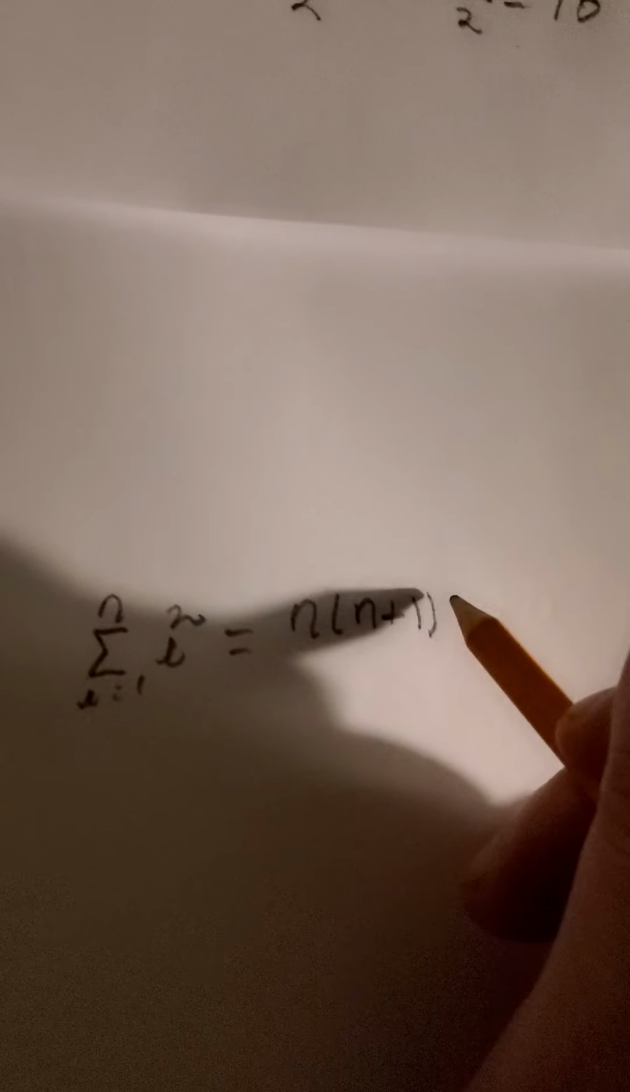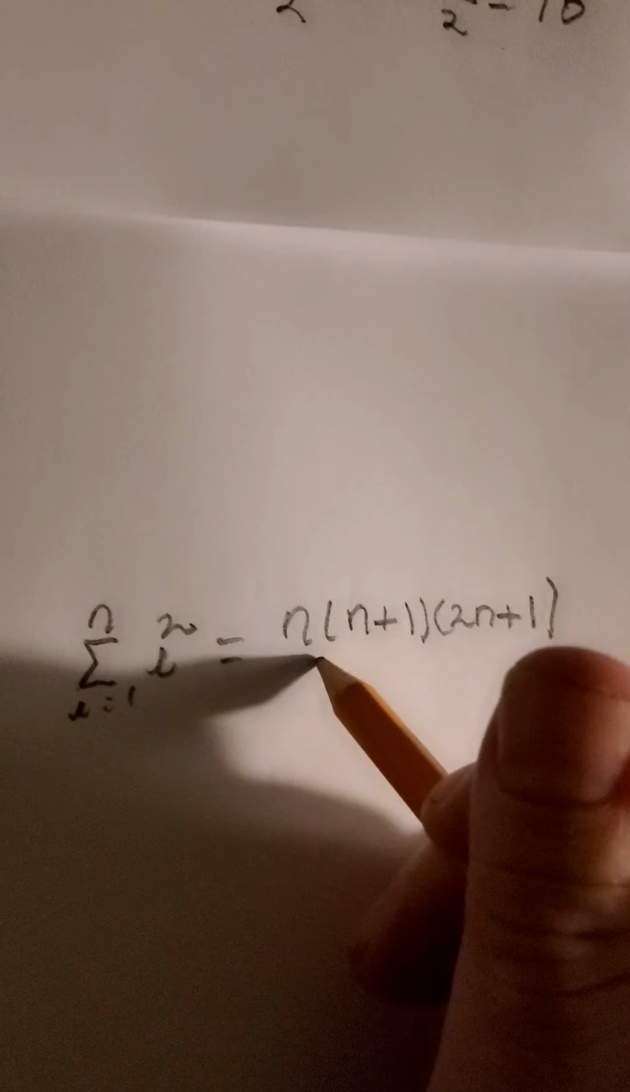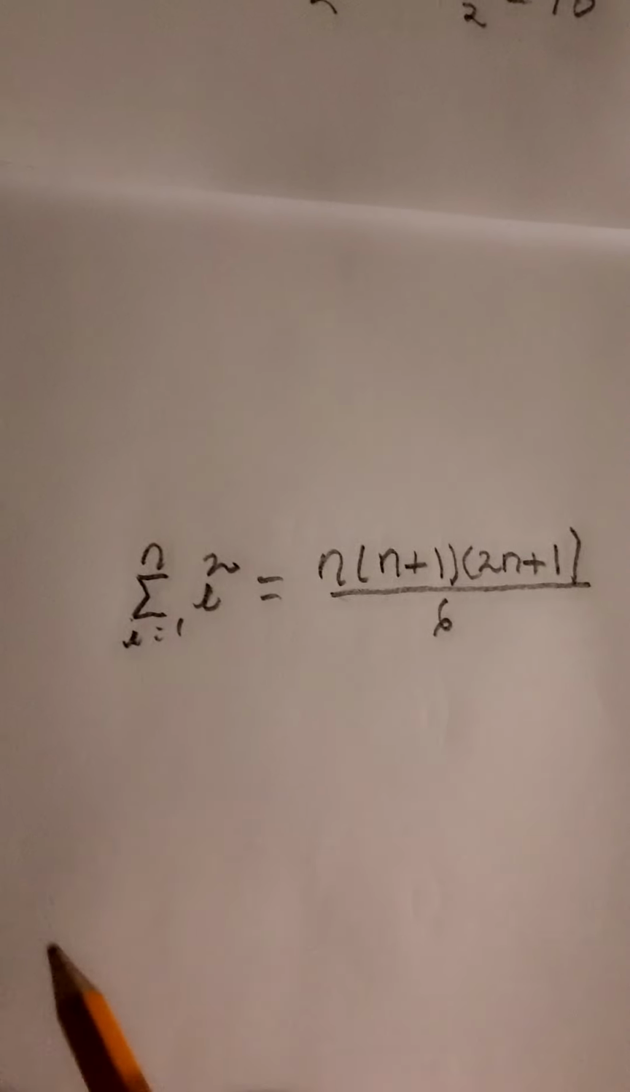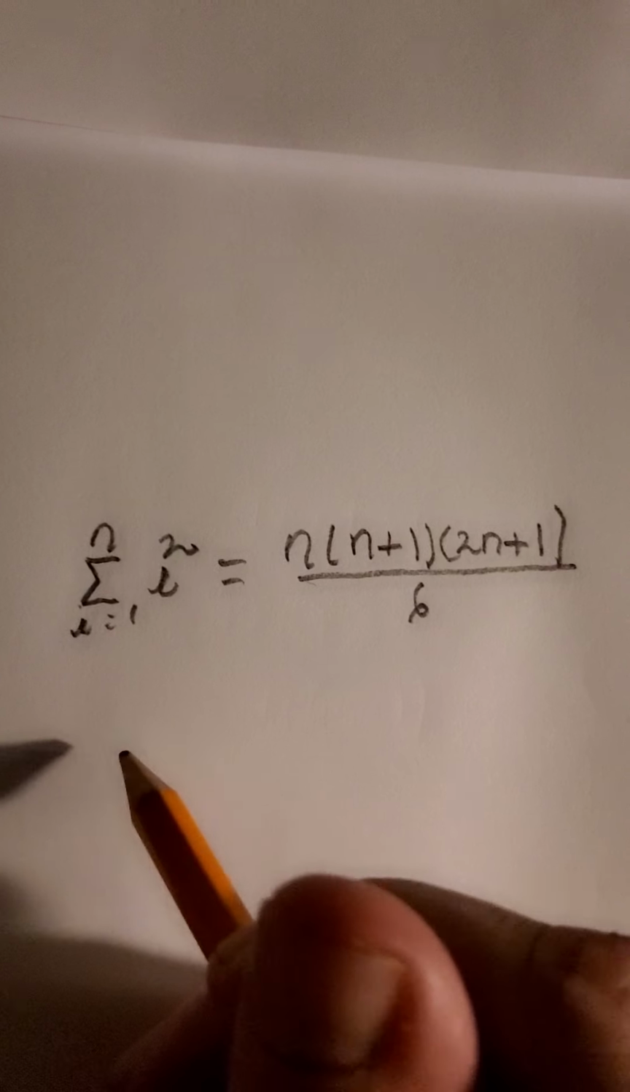Now, in the next video that I do on summations, I'm going to prove that the summation as i goes from 1 to n of i squared is going to equal n times n plus 1 times 2n plus 1, all that divided by 6. I will prove that. So let's try one of those, okay, just for fun.